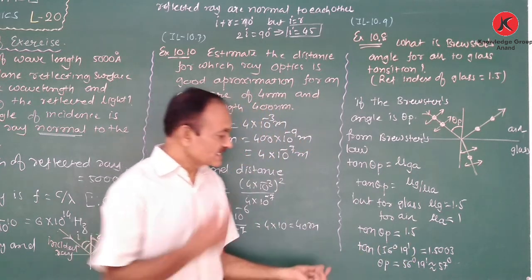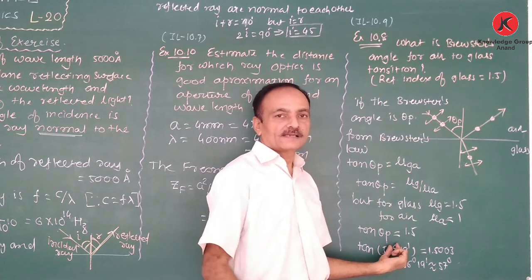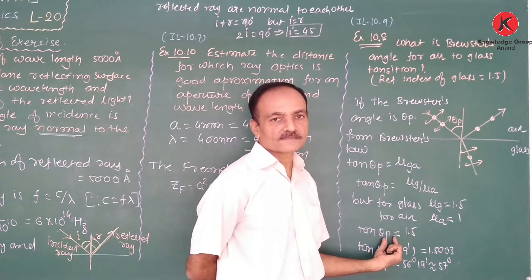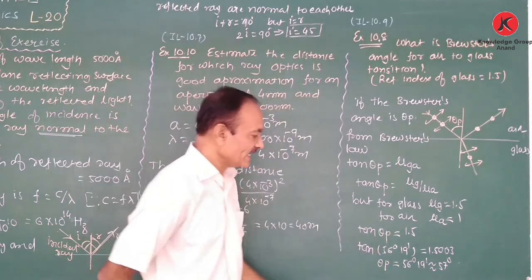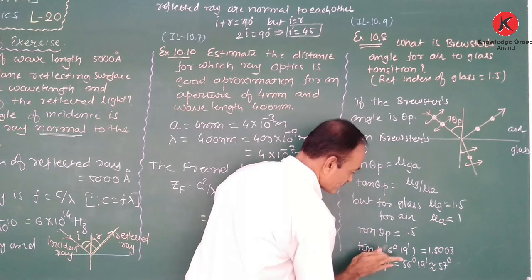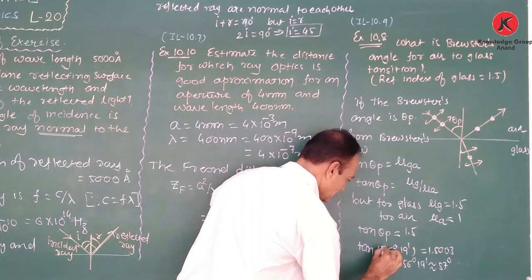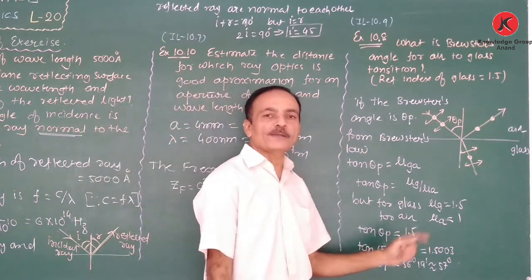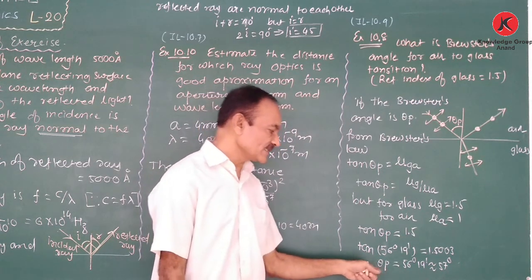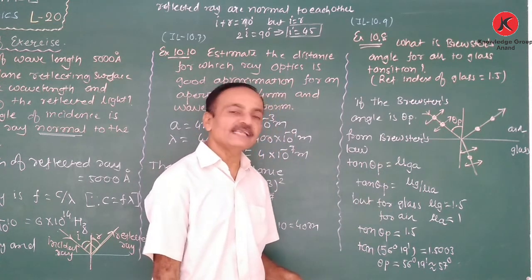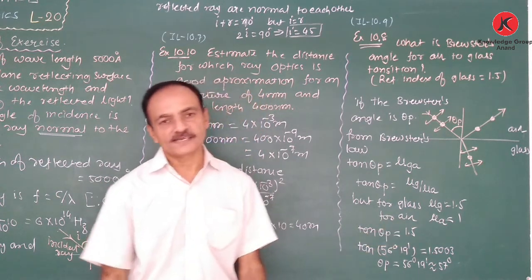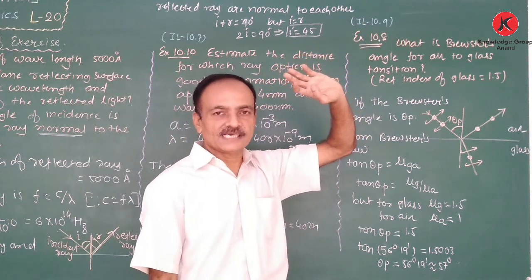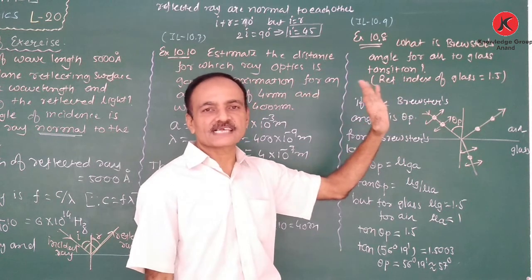Therefore, in the natural tangent log table, the value 1.5 is obtained for the angle 56 degree 19 minute. Therefore, for theta p we take 56 degree and 19 minute. So we obtain the value 1.5003, and therefore theta p is equal to 56 degree 19 minute, approximately 57 degrees. The same answer we also obtained in illustration 10.9. Clear this? Okay. So here the numericals of the exercise are completed.